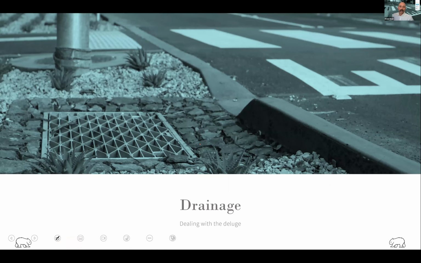That's probably all I want to cover at this stage on lighting, and I welcome any comments or additions, just taking those concepts and running with them, because I want to spend a little bit of time talking about drainage and how we deal with the deluge.